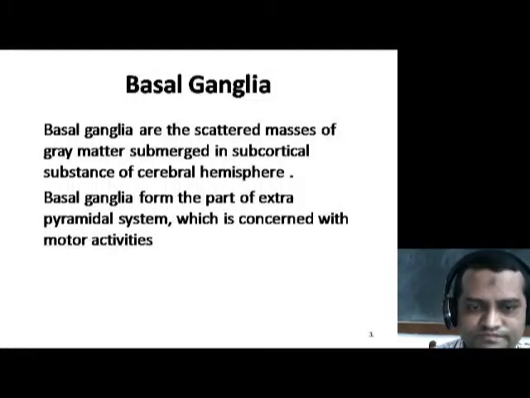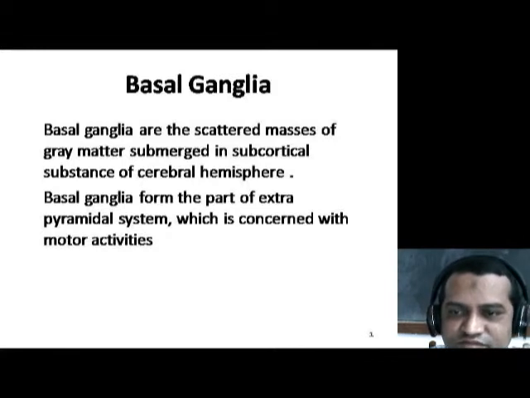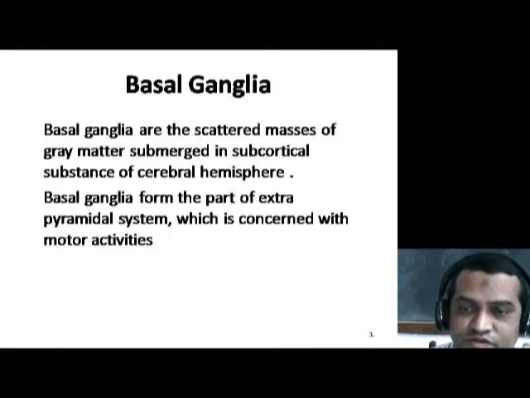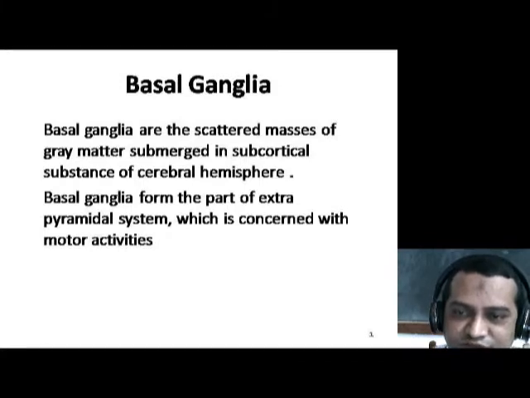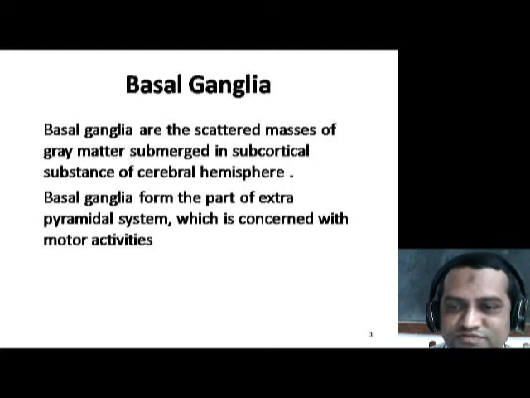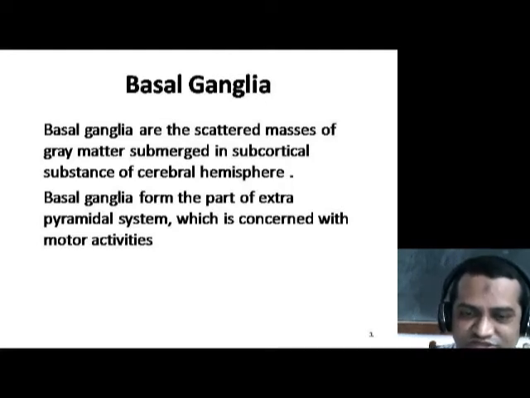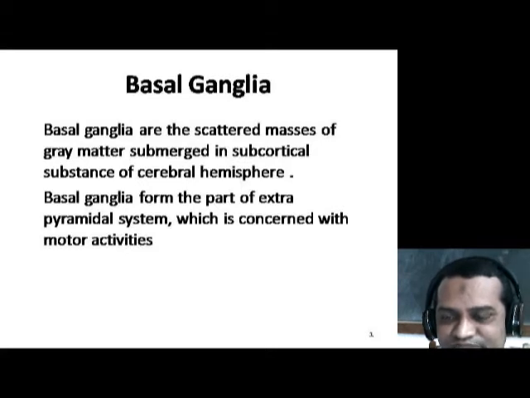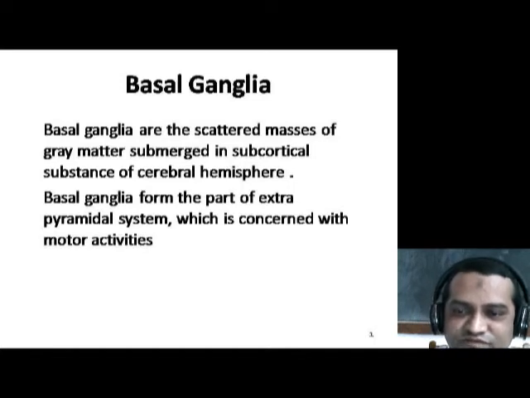Good morning all. So today we will start with basal ganglia. These basal ganglia are nothing but the scattered masses of gray matter which are submerged in the subcortical substance of the cerebral hemisphere. So these are the masses of gray matter which are embedded in the cerebral cortex. The basal ganglia form a part of the extrapyramidal system, which is concerned with motor activities.